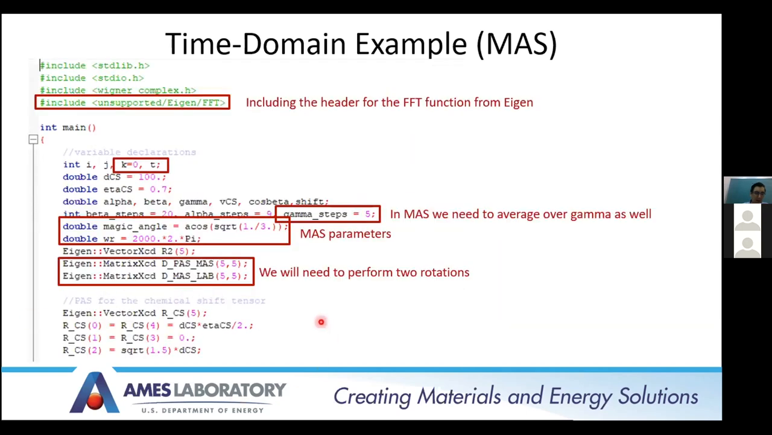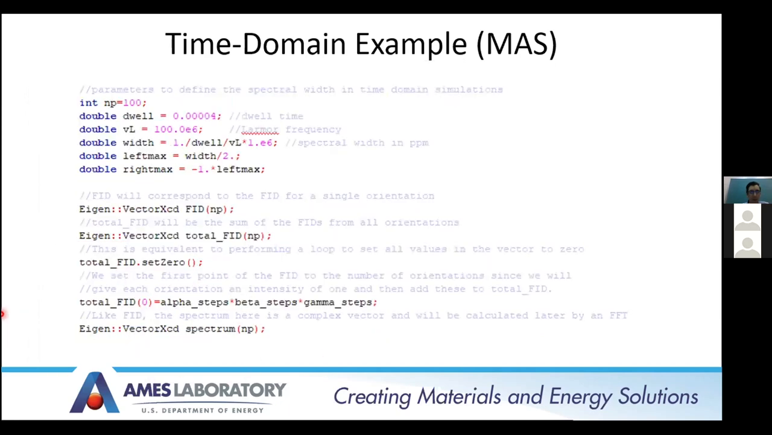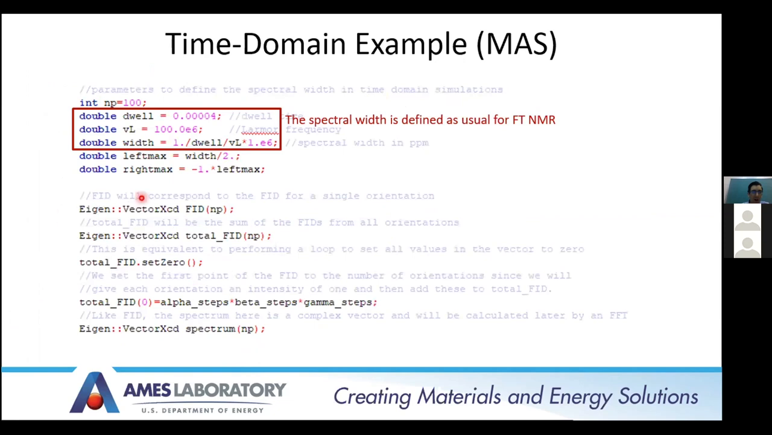The principal axis frame spherical tensor is defined in the same way. The spectral width is defined in the usual way for Fourier transform NMR. So we have a dwell time, Larmor frequency, and the width is essentially calculated in the usual way.